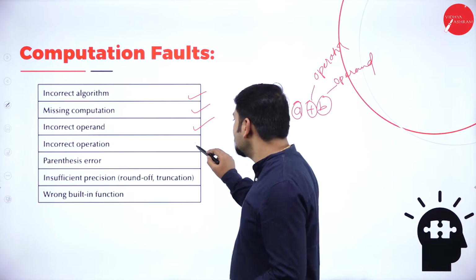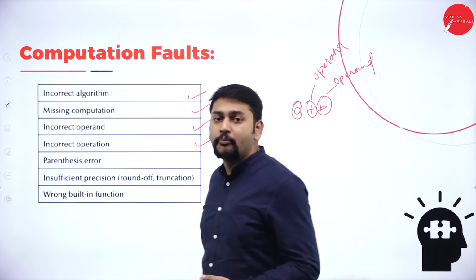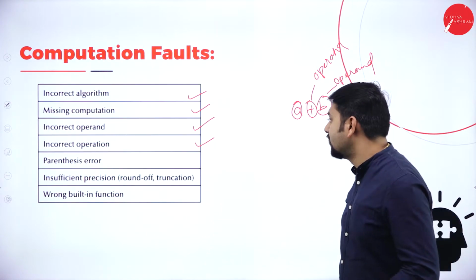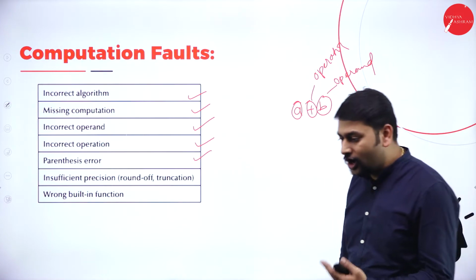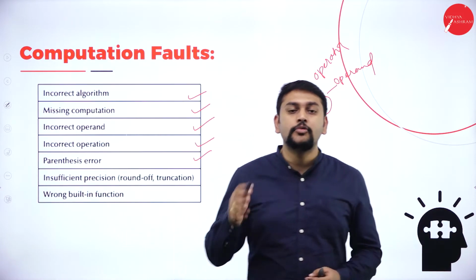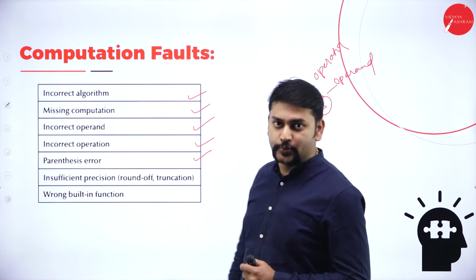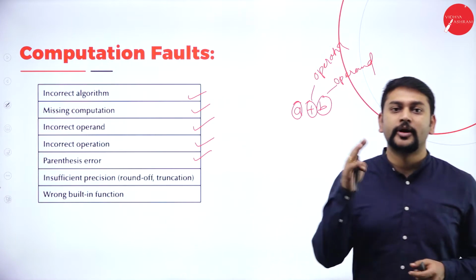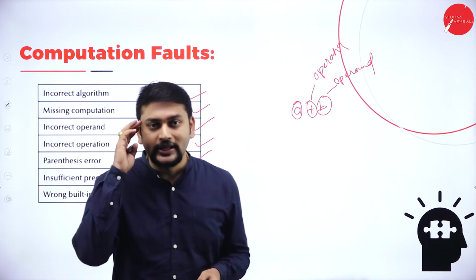And the next one is incorrect operation. Instead of performing addition, you are performing subtraction, or instead of performing a modulus operation, you are performing something else. All right, that could be one of the faults in the computational part. And then moving on to the next one, parenthesis error. You have not given the proper parenthesis, because you all know the computation will happen based on operator precedence. So parenthesis has got the highest priority. If you miss out any parenthesis, it leads to an error. So that's what you need to remember, because in execution the highest priority always goes to the parenthesis. So please keep that in mind.